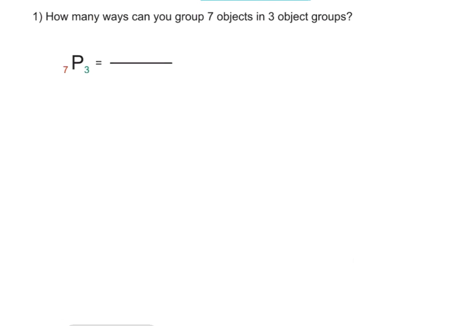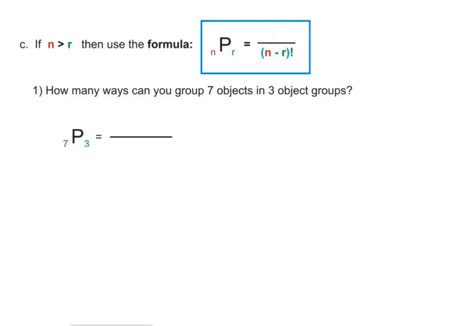Come on. All right. So what if n is bigger than r? And this is the only way it will be. R can never be bigger than n. In other words, let's suppose I had 3 objects. How many ways can I arrange 3 objects in a 5-object group? None. Because how can you make 3 objects be in a 5-object group? I don't have enough. So the first number can never be less than the second number.